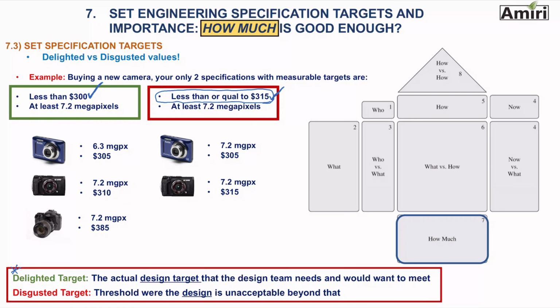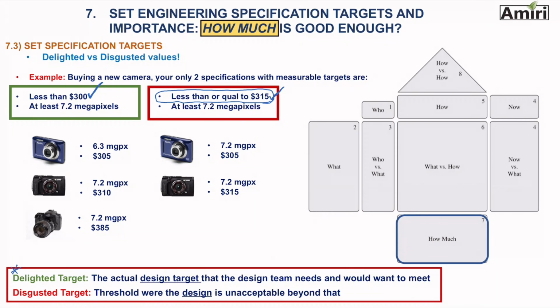So the delighted target, the green one, is the actual design target that you want to meet. But again, because of how markets are, because of how engineering design works, you give yourself a little bit of flexibility, a little bit of room close to that delighted target, but you still accept it. Beyond that, your design is unacceptable. So if you go above 315, this is rejected.